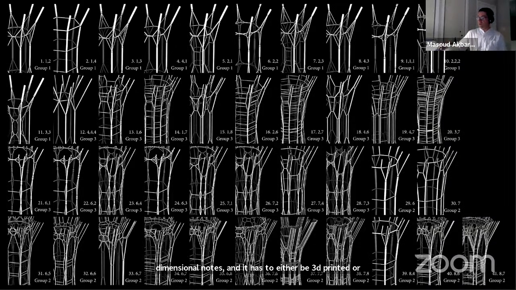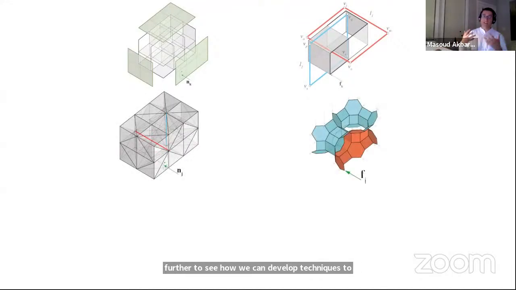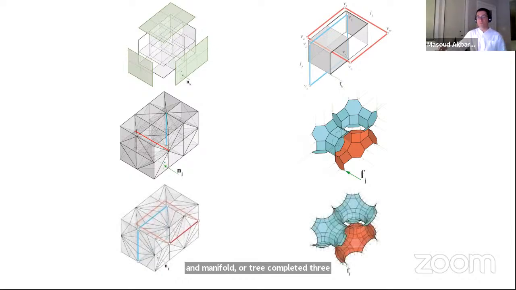So one of my PhD students took this research further to see how we can develop techniques to, while keeping the force flow and without changing the equilibrium of forces, translate this N-manifold or completely three-dimensional structure to a two-manifold system. So he developed a technique where he could remove certain faces based on a particular geometric and topological relationship between the cells within the polyhedral system, so that the remaining part of the structure would be only two-manifold, or a single surface that is dividing only two spaces with respect to each other.